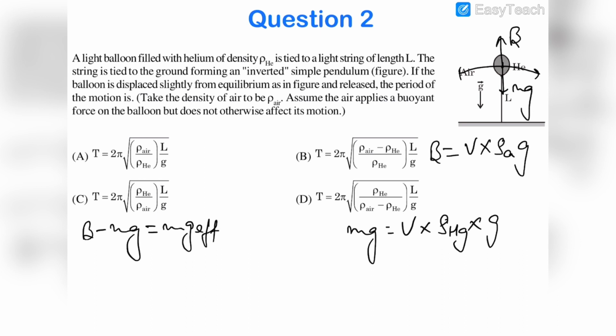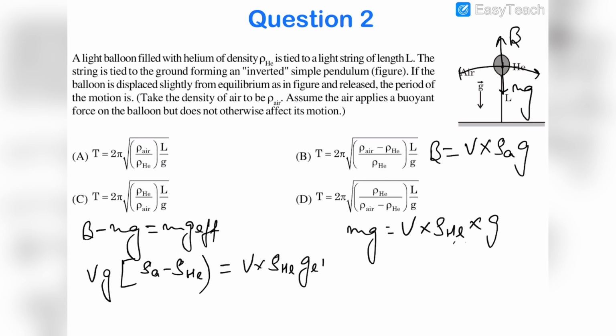So this is Vg into rho of air minus rho of helium gas, and this is equal to m g effective. So m, the mass, would be volume into density of helium, into g effective. So you can see that g effective is equal to g into rho air minus rho helium divided by rho helium.